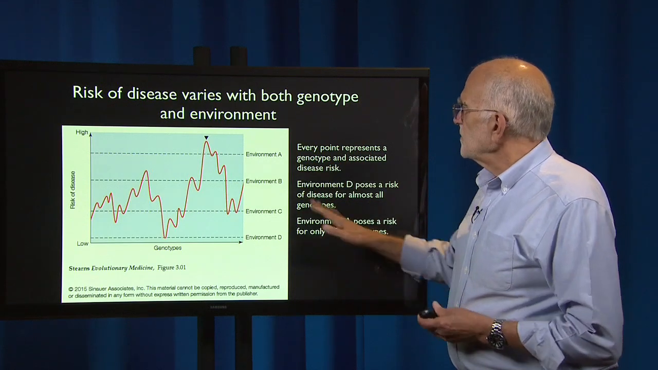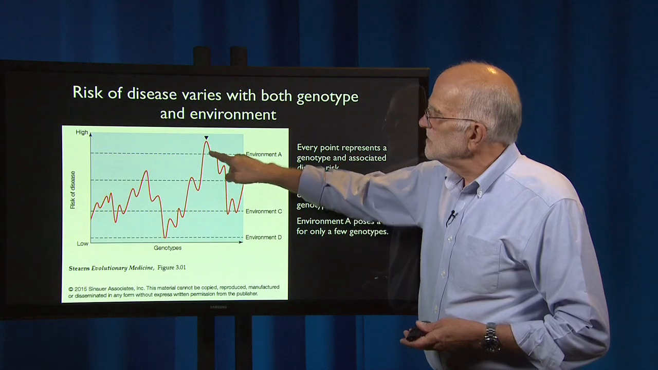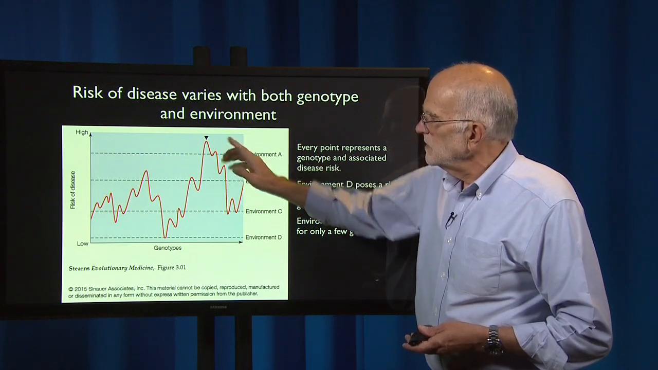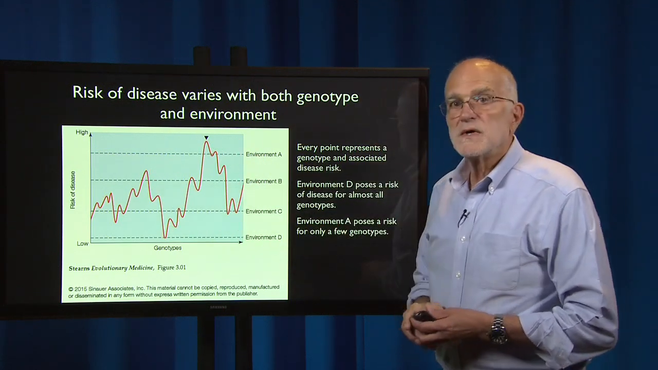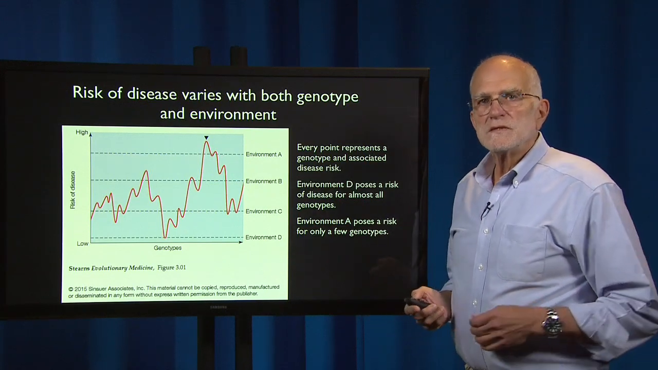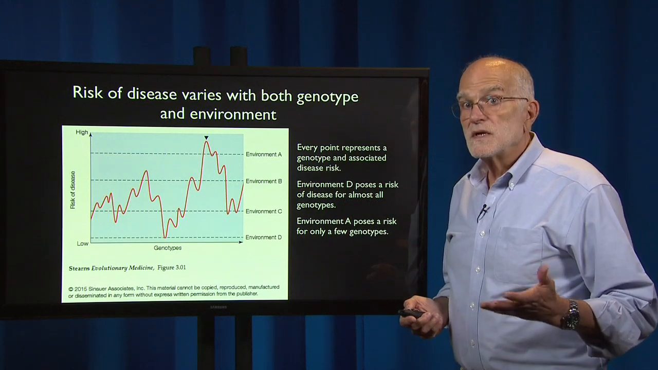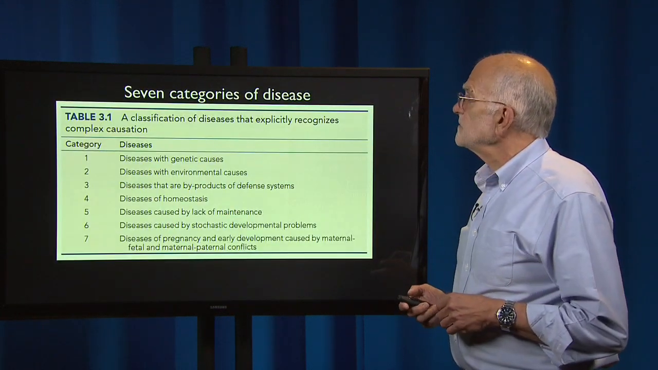But if we look at environment A, it is posing a risk of disease only for those genotypes that are above that dashed line there. All of the other genotypes are not at risk. And this is a general picture. Something like this could be sketched for any real case, for any real disease.